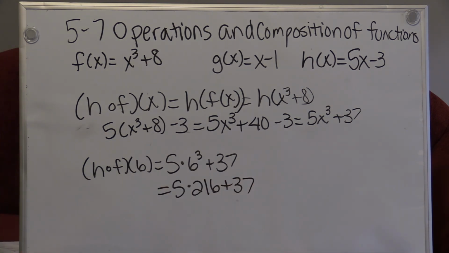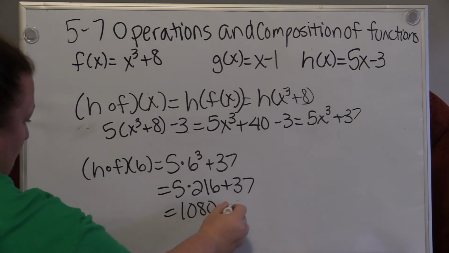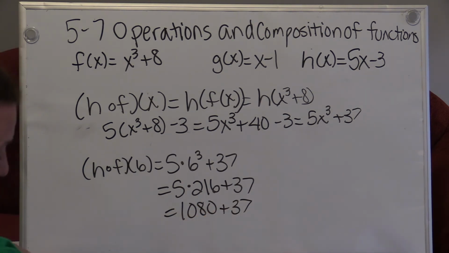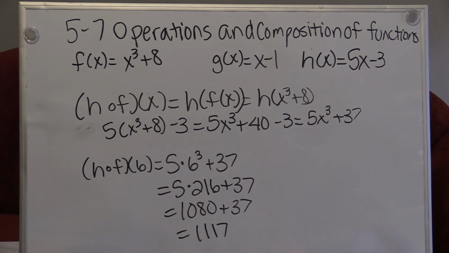So this is 1080 plus 37. And that gives me 1117.